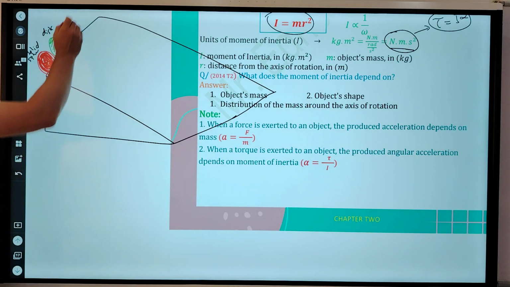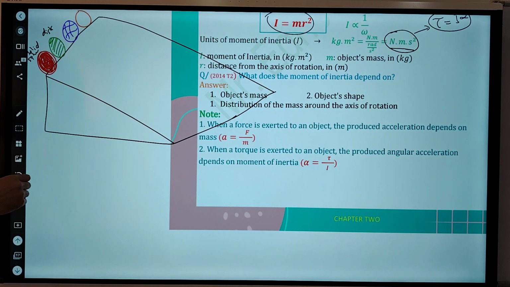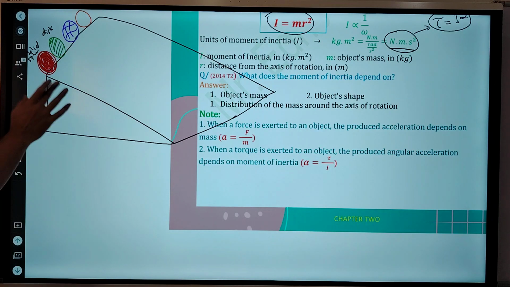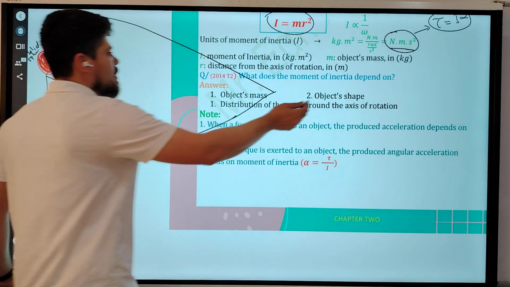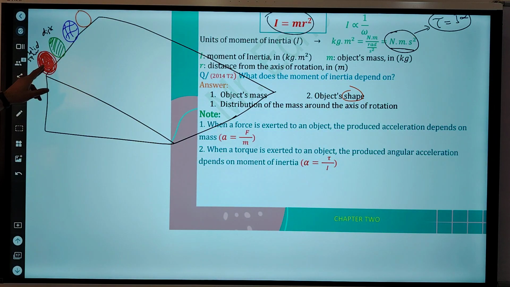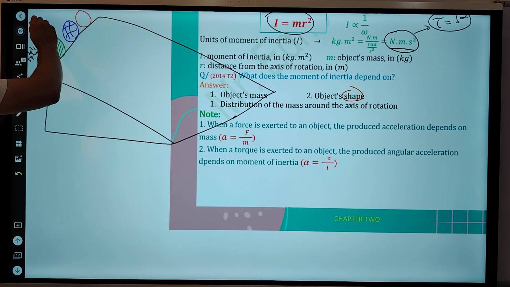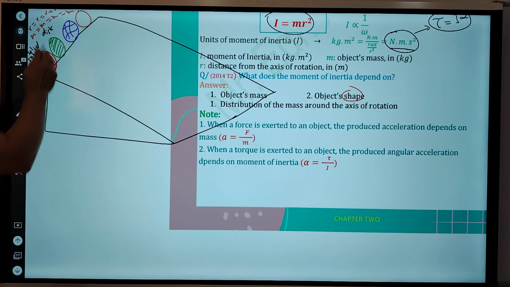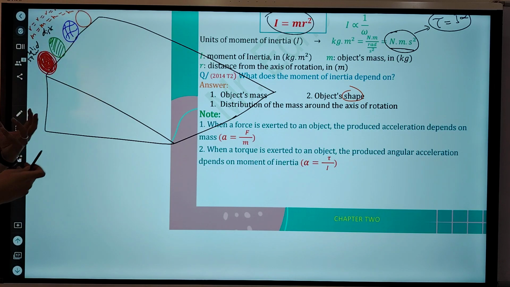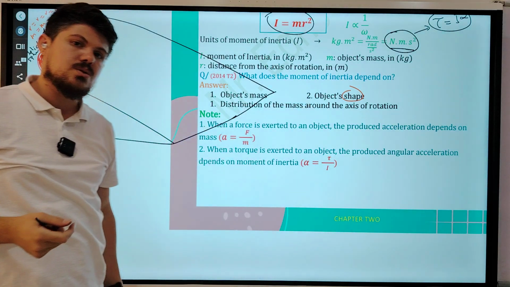And the last one is a ring. Assume that all the shapes have the same mass and the same radius, but different shape. This is a solid sphere, a solid disc, a hollow sphere, and a thin hoop or ring, such as a bicycle tire. They have the same mass and the same radius, but different shape and different distribution of the mass around the axis of rotation.